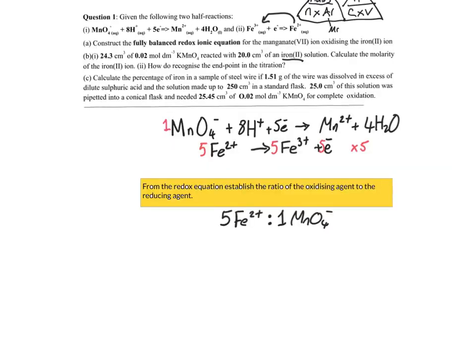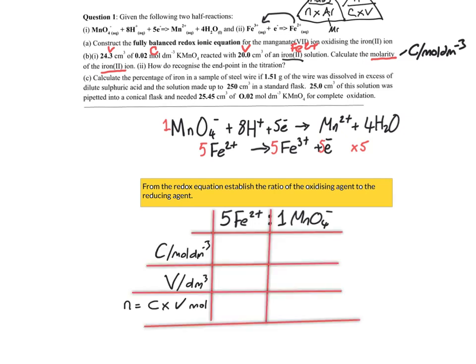So part B is a very, very simple titration. It tells you that 24.3 centimetres cubed of 0.02 moles per dm cubed, which is a concentration of potassium manganate, reacts with 20 centimetres cubed of the iron 2 solution. The first thing it wants you to do is to calculate the molarity of the iron 2 ion. So molarity means concentration in moles per dm cubed. So let's do that.